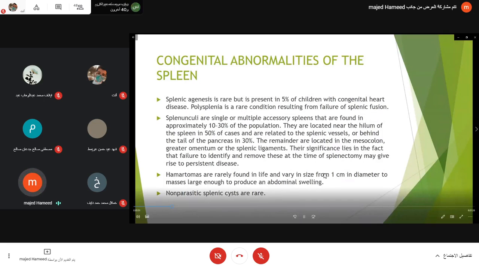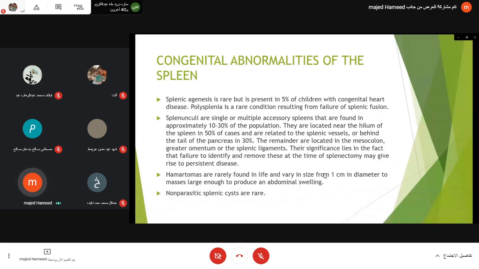The significance lies in the fact that failure to identify and remove these at the time of splenectomy may give rise to persistent disease. Hamartomas are rarely found in life and vary in size from 1 cm diameter to masses large enough to produce abdominal swelling. Non-parasitic splenic cysts are rare.